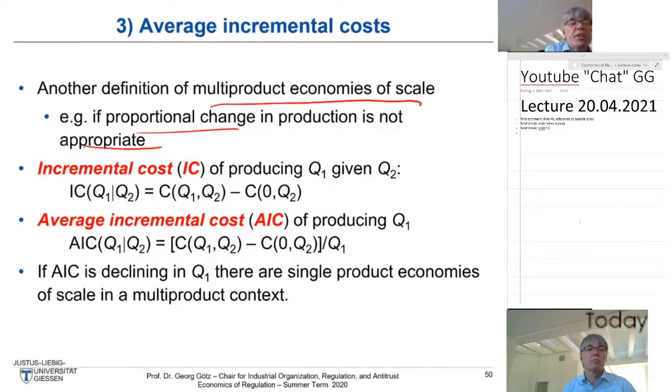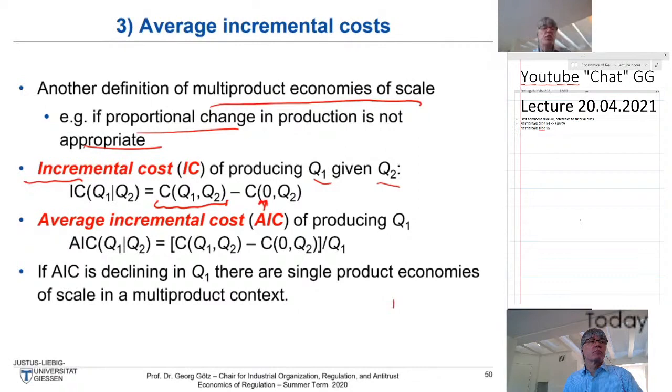Perhaps I get back to this example later on, but just let me define what incremental costs are. The incremental cost of producing product one, given product two. So, again, the incremental cost of producing a Touareg if you already produce a Golf. These are the total costs if you produce both the Touareg and the Golf, minus the cost if you produce only the Golf, that is nothing of the Touareg. So this gives you the additional cost, and this is defined like this here, IC as a function of Q1 for a given value of Q2.